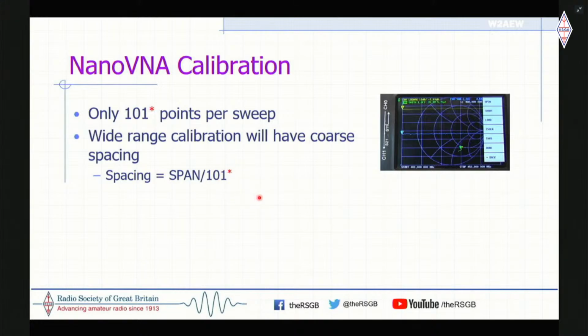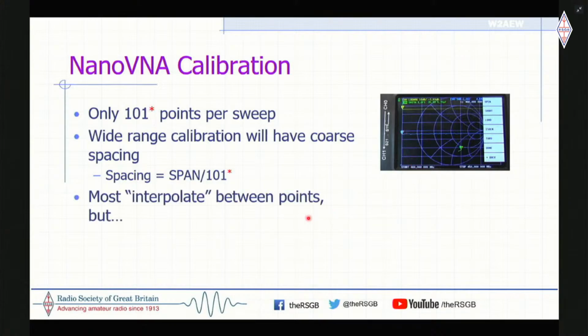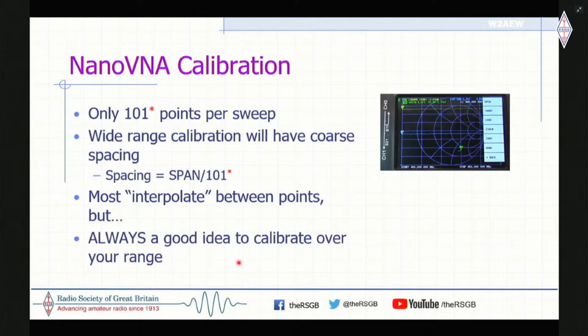Most VNAs will try to interpolate the calibration between your calibrated points, but in all cases, it's always best to rerun a calibration over a particular measurement frequency range. So it's always a good idea to go ahead and redo that. There are some other versions of firmware that we'll talk about later that increase the number of points, but at the end of the day, it's still always a good idea to set up a calibration over the frequency range that you want to make measurements over.